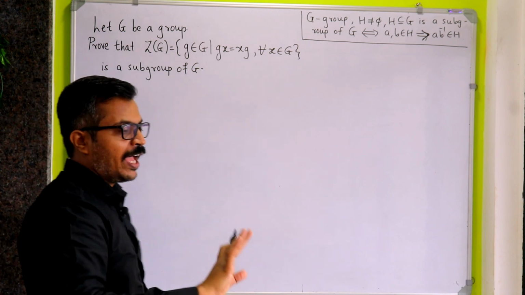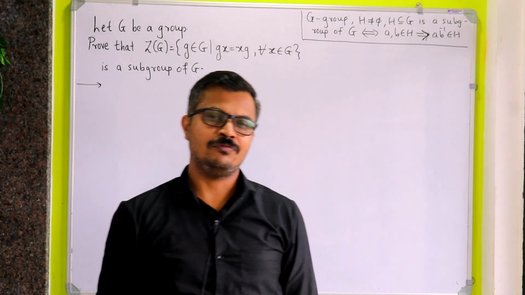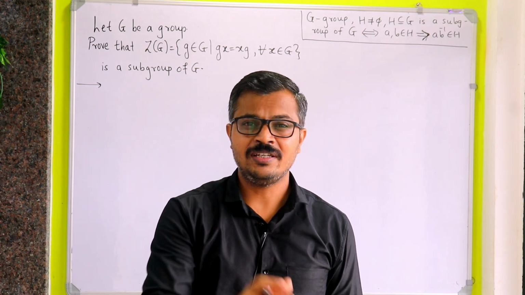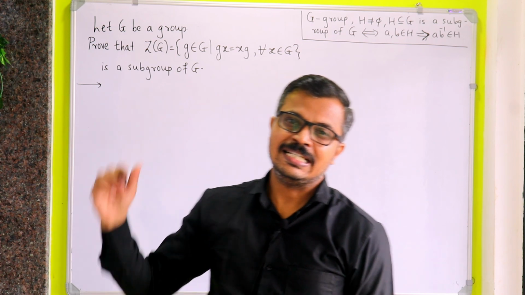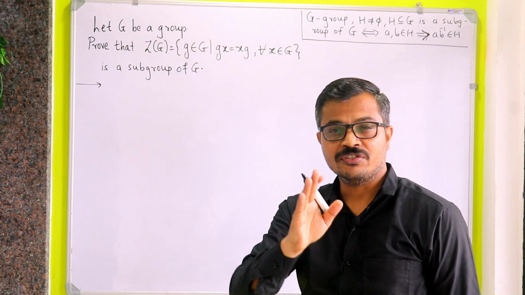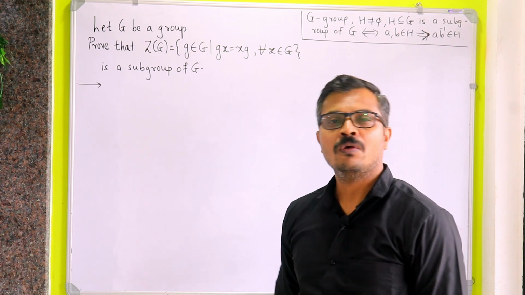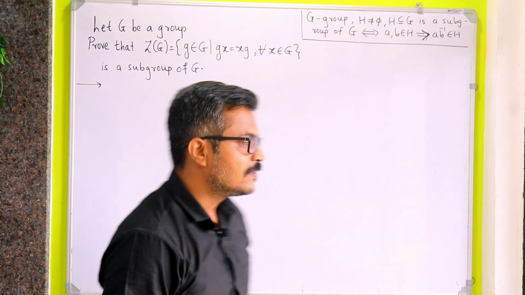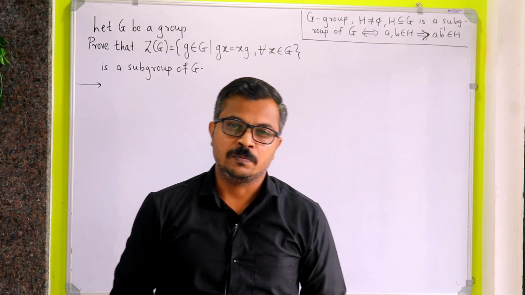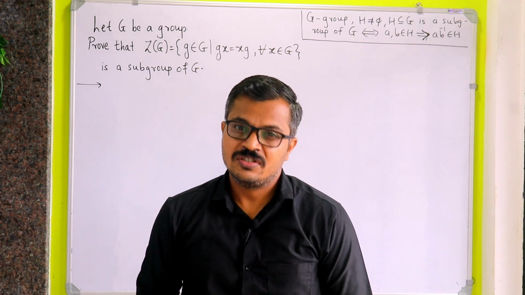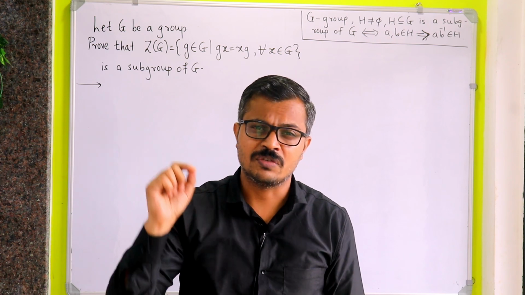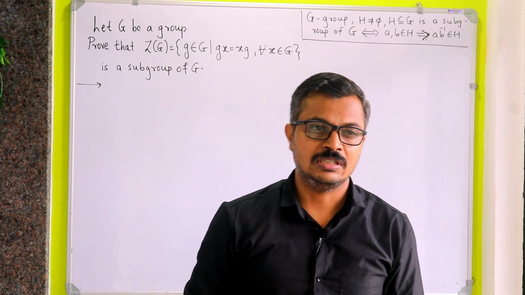Now, in order to prove that it is a subgroup of G, again we will take the help of the one-step test. The primary condition is that the center of G should be non-empty and it should be a subset of G first in order to use our one-step test. Now the question is, which element will always be there in the center of the group? We are in search of such an element of the group that will commute with every element of the group.